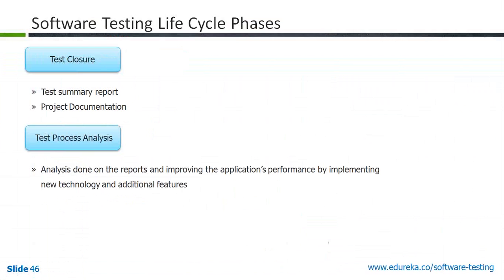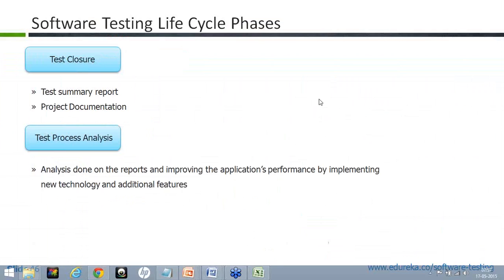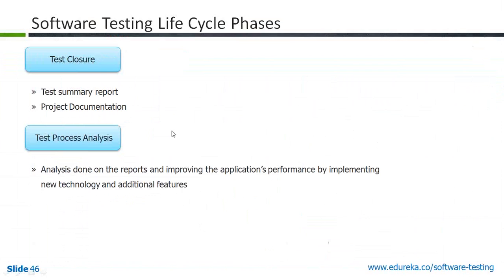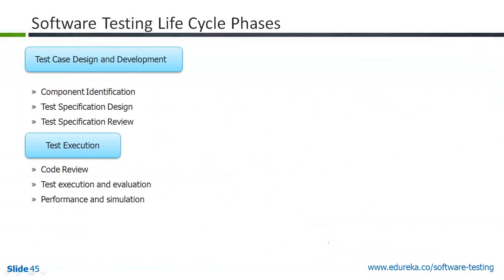Then comes the test closure. So test closure, as I explained earlier, is the test summary report and the project documentation. So what is the test summary report? You have to explain. Okay, see guys, you know the meaning of simulation, right? What is simulation? If you go for car driving, though you may not have the real-time car in your hand, they'll ask you to sit in a simulator and you will see a road on your big screen and they'll ask you to drive it.